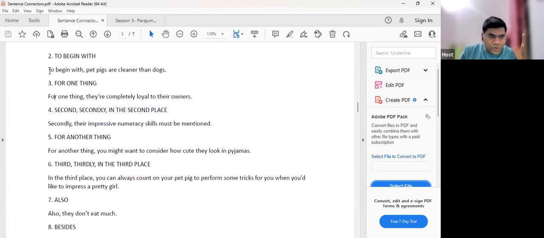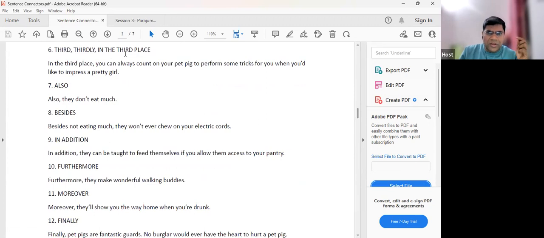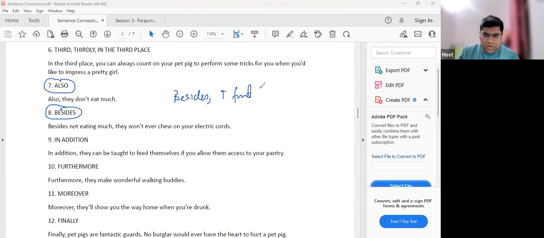Secondly, to begin with, firstly, secondly, in the third place, and all these. Besides, such a common word, look at this. It's very common, besides, and also. Besides not eating much, they won't ever chew on their, for example, besides, I find engineering so boring. So the moment you see the word besides, it strikes you that something has come before.